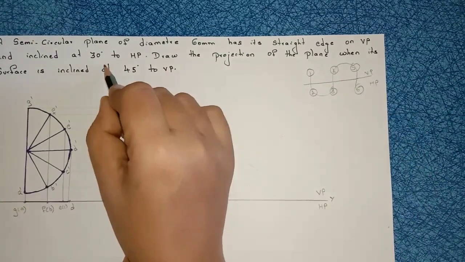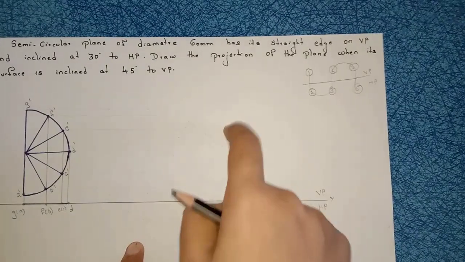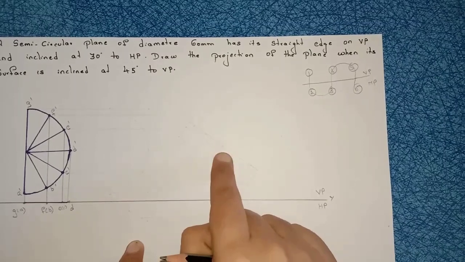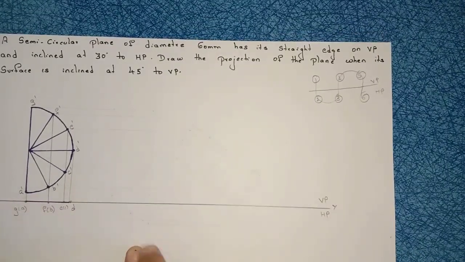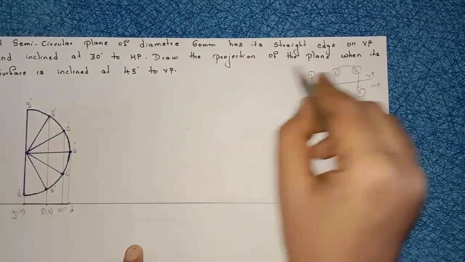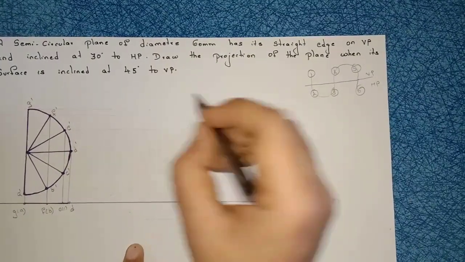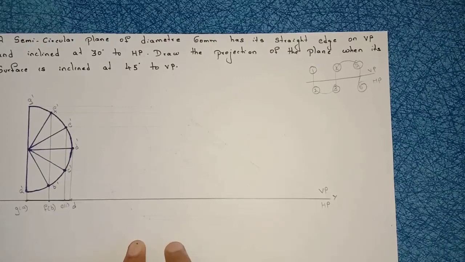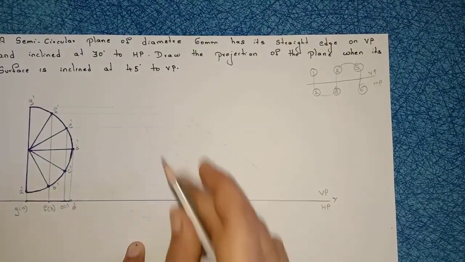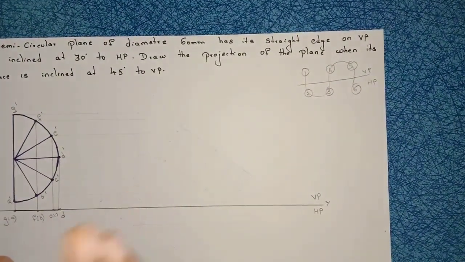So the next part of the question is 30 degrees to HP. 2 HP means I should construct the angle here, but in the question they gave it the other way. In such cases, see the next part of the question: when its surface is inclined at 45 degrees to VP. So 45 degrees to VP I will construct here. First draw this 45 degrees to VP, then next draw 30 degrees to HP. In order to create confusion, the questions will be given like this.